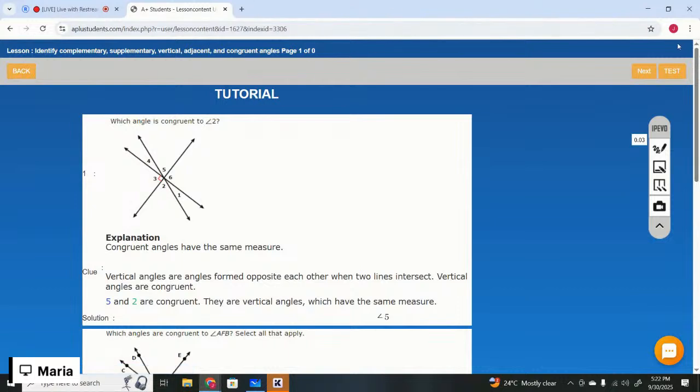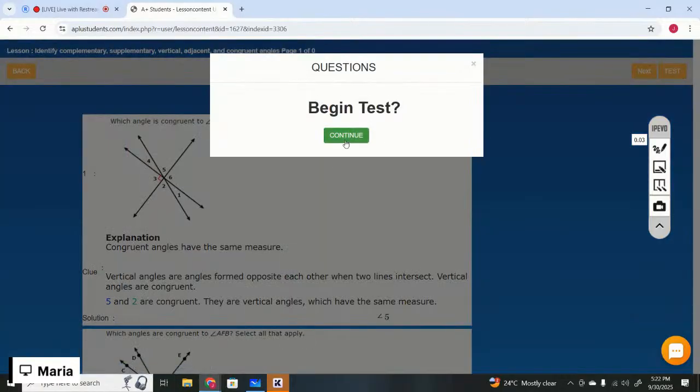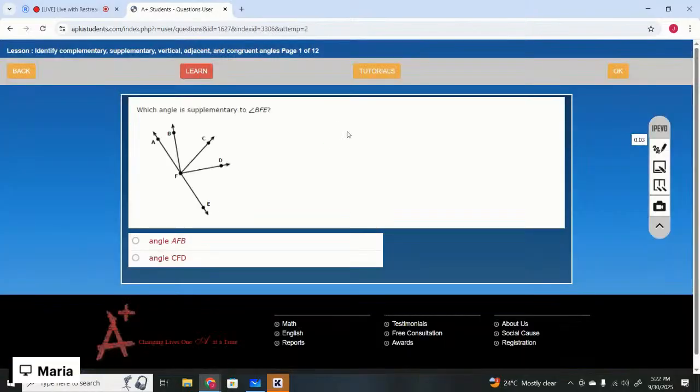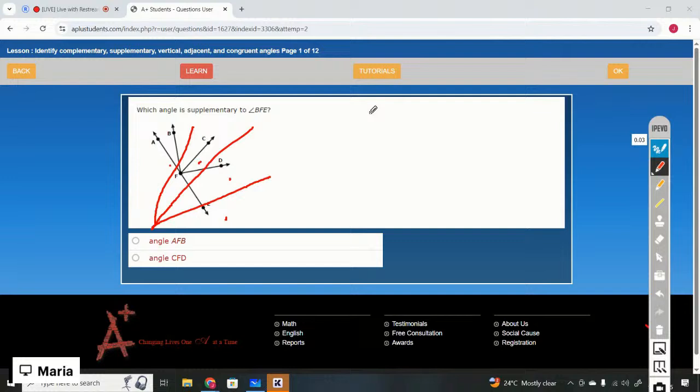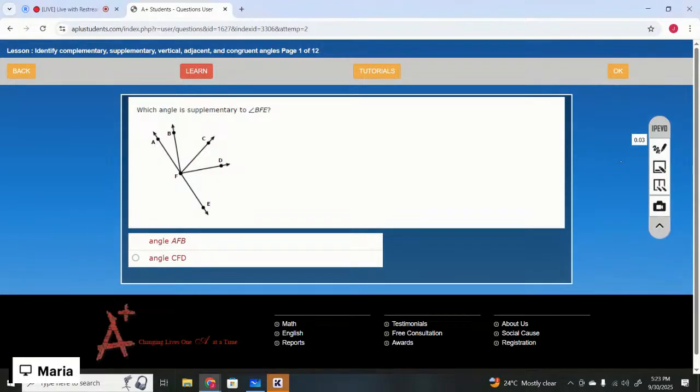Okay, let's just start with the test questions. Which angle is supplementary to angle BFE? The supplementary angle is the angle that can make the sum of 180 degrees. This is angle BFE. So when you add ABF, it makes a supplementary angle. Option number one is the correct option. Angle AFB is the correct option.